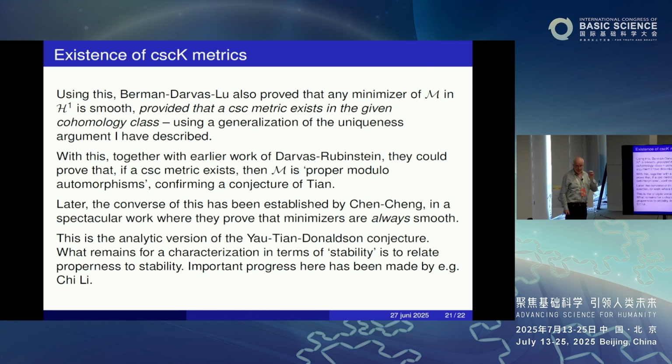So what seems to remain in this area then is to translate this analytic condition of properness of the K-energy to the algebraic condition of stability. And there are rumors that recent work is on the verge of actually doing that, which would then close the proof of the so-called Yau-Tian-Donaldson conjecture in the general case. Thank you very much.